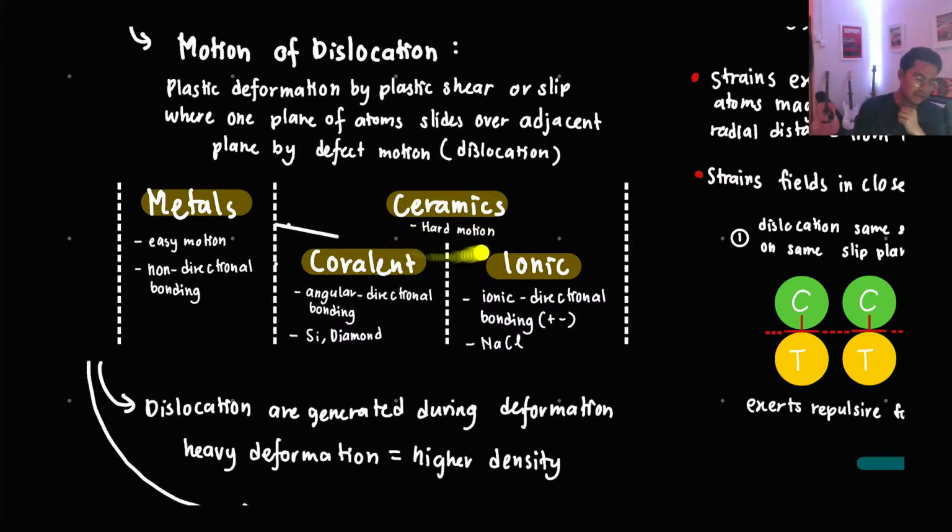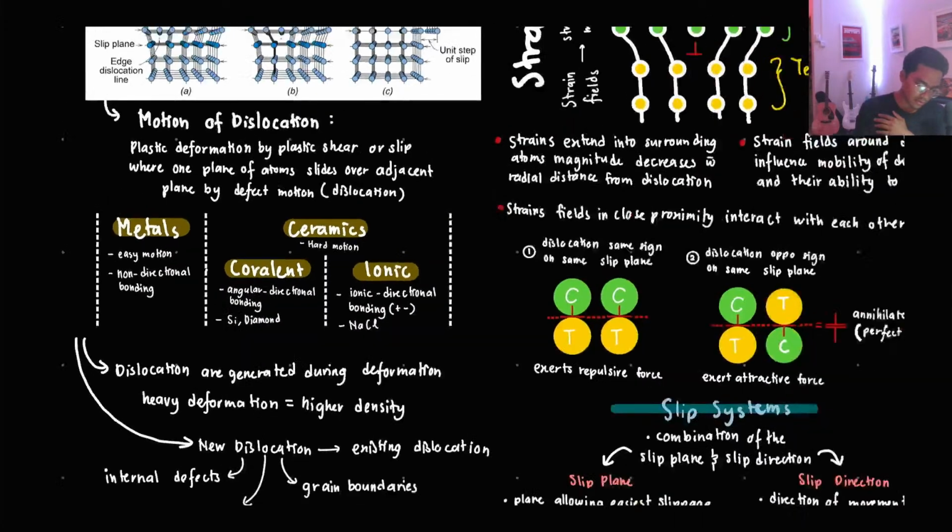Ceramics, on the other hand, has a very hard motion, right? Because it is divided into two categories, which is covalent ceramics and ionic ceramics. Covalent ceramics have a directional bonding, such as carbon, silicon. Ionic bonding is like when you have positive, negative ionic compounds, which is natrium and chloride. Okay.